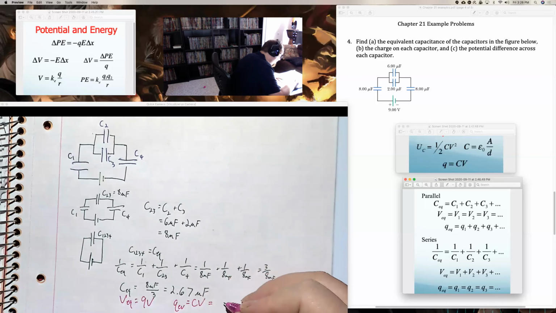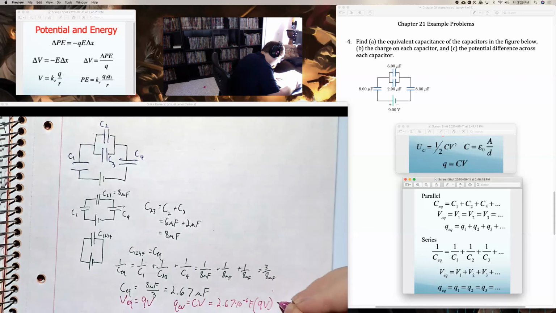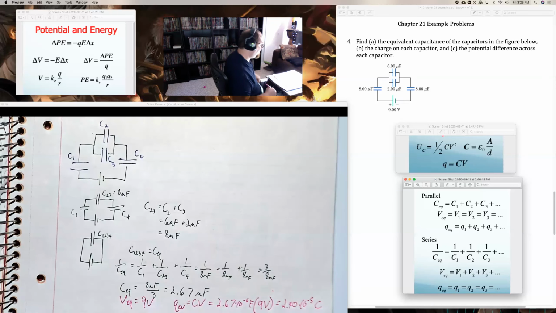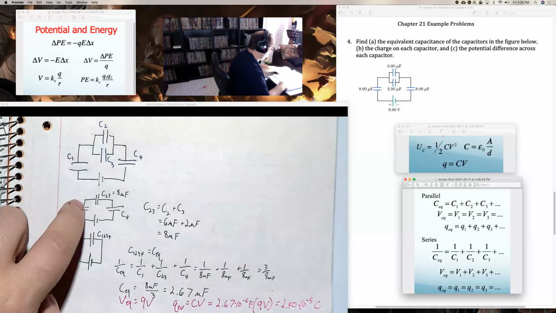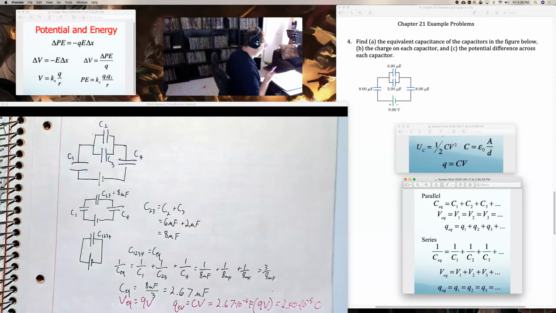So Q equivalent will just be 2.67 times 10 to the negative 6 farads times the voltage, 9 volts. So Q equivalent is 2.4. Oh yeah, it's actually 2.40 times 10 to the negative 5th coulombs. But once again, this guy doesn't really exist. This is really made up of 3 capacitors in series.